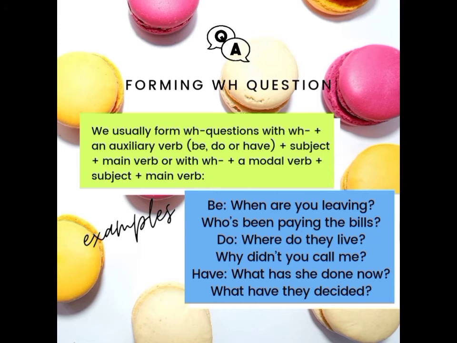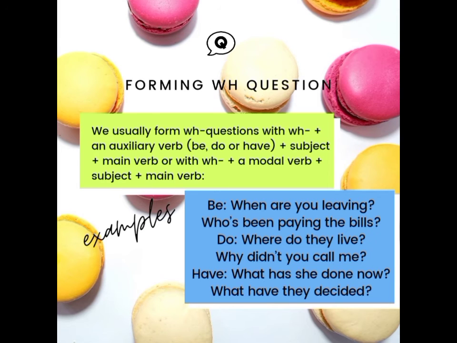Ya, bagaimana caranya membuat WH question? Nah, kita biasanya membuat WH question ini, teman-teman. Pertama, WH-nya dulu, kata tanyanya apa yang dipilih. Setelah itu, auxiliary verb bisa be, do, atau have. Lalu diikuti subjek, baru diikuti kata kerja utama. Atau bisa juga dengan WH diikuti kata kerja modal, diikuti subjek, dan diikuti kata kerja utama.